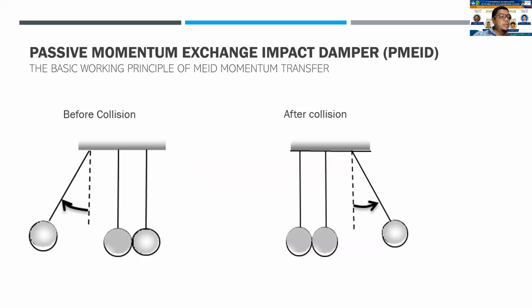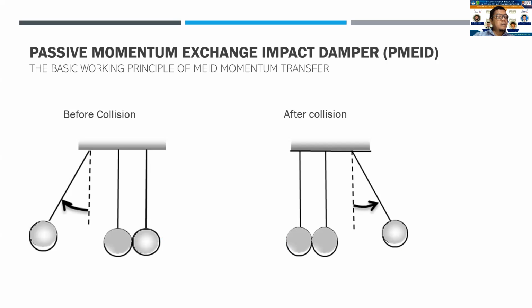The basic working principle of the PMID is from the MID momentum transfer. When the collision occurs between the first pendulum and the second pendulum, the first pendulum's momentum and kinetic energy are transferred to the second pendulum. The same condition applies to the collision between the second pendulum and the third pendulum.